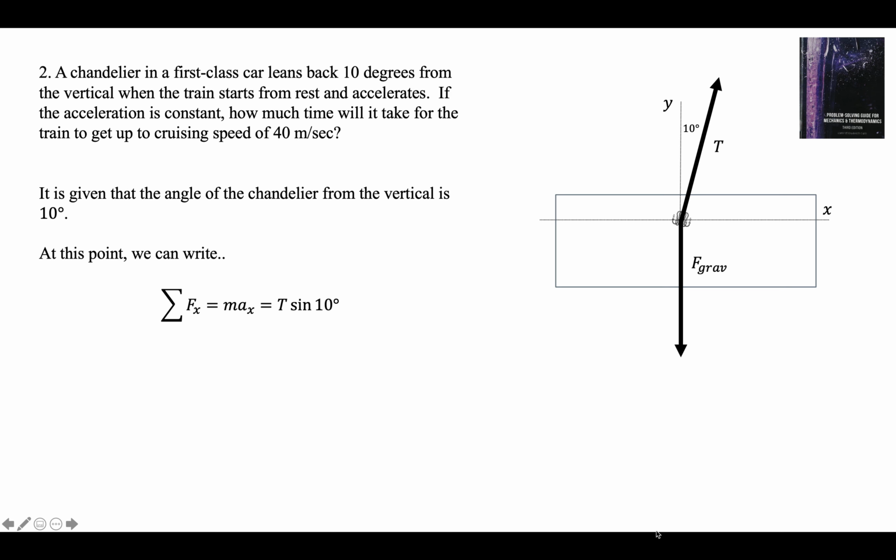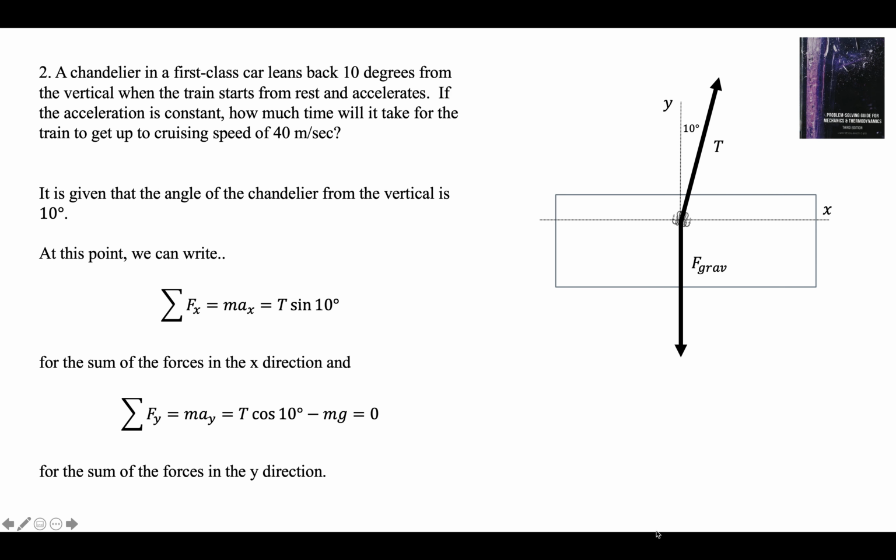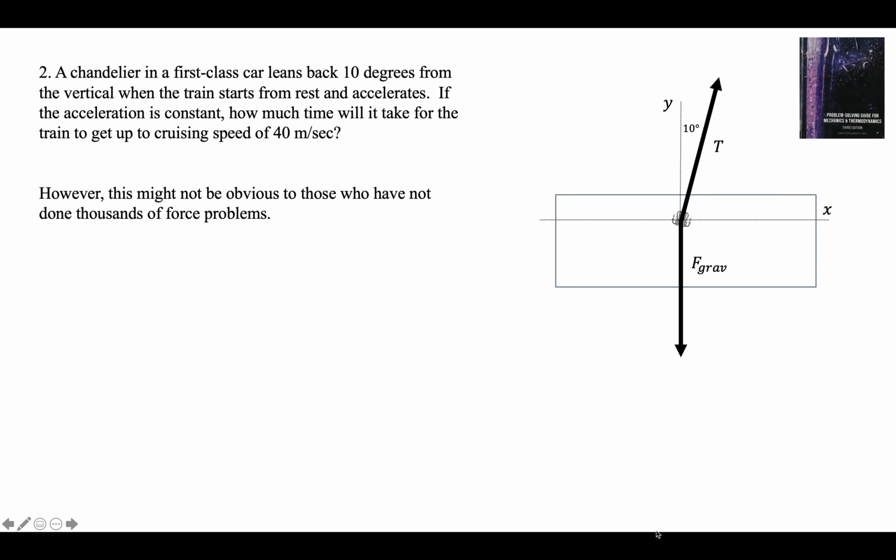Now we can write the sum of the forces in the x direction is ma sub x, and that's T sine 10 degrees. The sum of the forces in the y direction is T cosine 10 degrees minus mg, and that's ma in the y direction, which is 0. However, this might not be obvious to those who have done thousands of force problems and are not Jedi masters in trigonometry and physics yet.